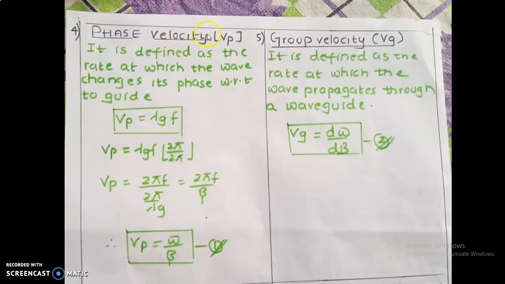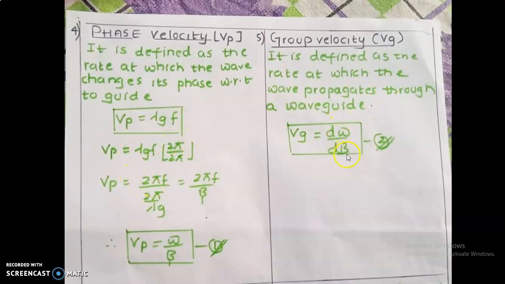Now let us go to the phase velocity, and try to learn this definition. The phase velocity is given by lambda g into f. I told that lambda g is nothing but guide wavelength. So now you can apply this 2 pi by 2 pi. Then this is a derivation part. Beta is nothing but 2 pi by lambda g. So phase velocity can be defined as omega by beta. I hope this is a very simple derivation.